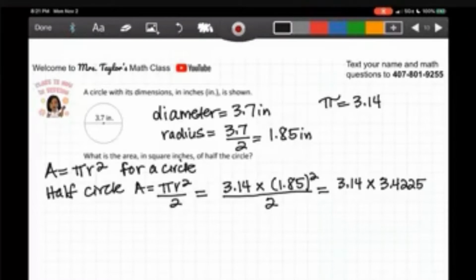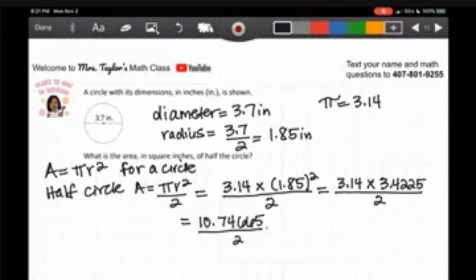Get the square first. So when you square 1.85, it comes out to be 3.4225. And that's divided by 2. Then I will multiply that number by 3.14, which is the value of pi. And so you're looking at 10 points, because this number gets very long. 665. And then once you divide that by 2, that's going to give you your area of your half circle.